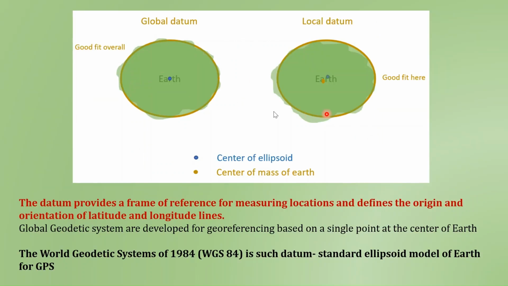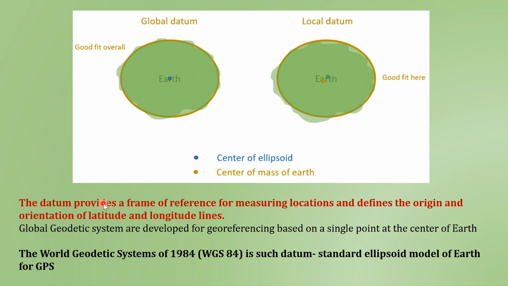So here we can see the difference between the global datum and the local datum. The local datum, which is made for this particular area with the center of ellipsoid here, and this is the center of mass of earth. So the local datum will fit a particular area very well, but it will fit poorly in other parts. But in the global datum, the center of ellipsoid coincides with the center of mass of earth, and it provides a good fit overall.